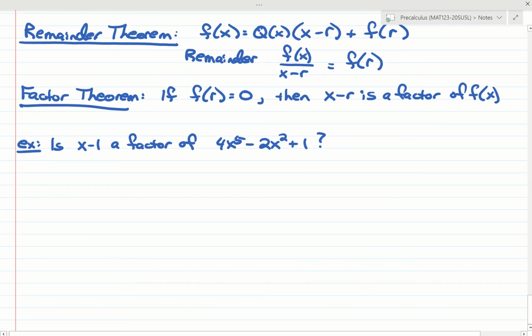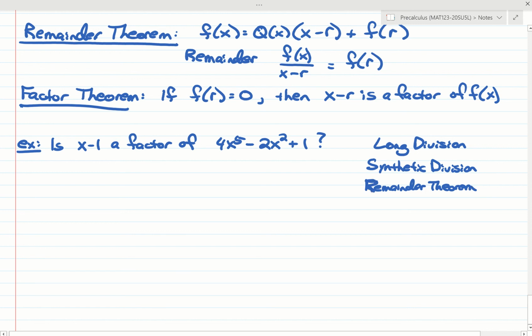Well, we could do long division and see what the remainder is. We could also do synthetic division. Or we could use what's called the remainder theorem, if I could spell theorem right.